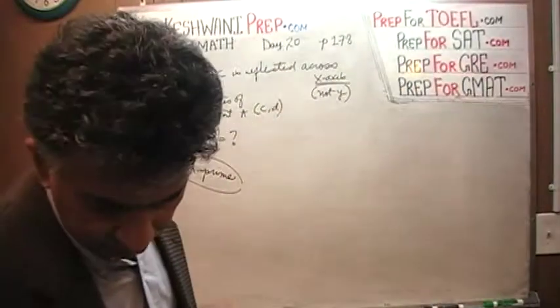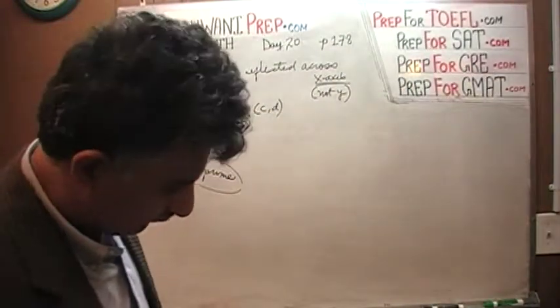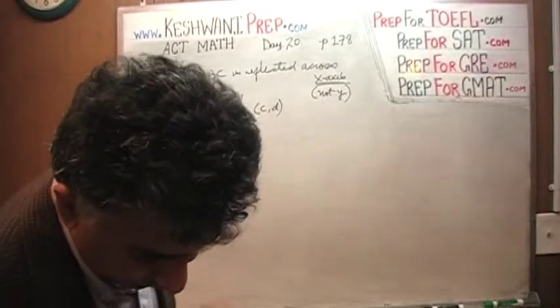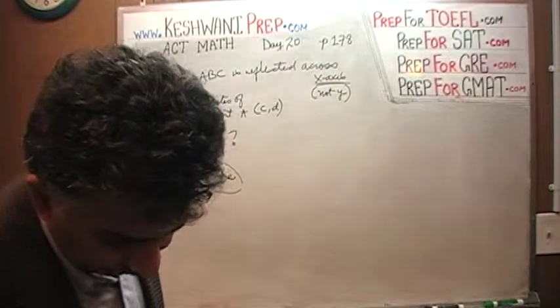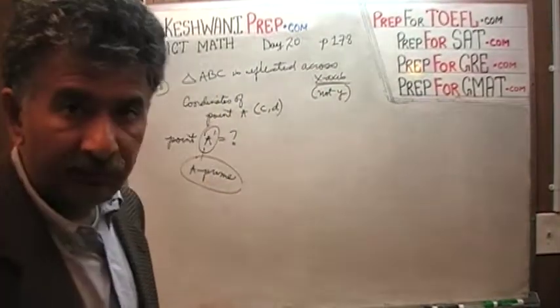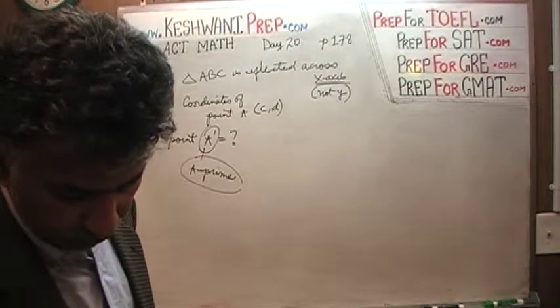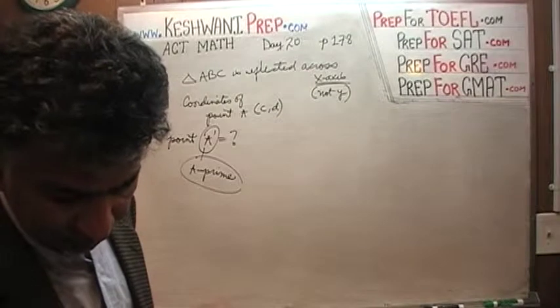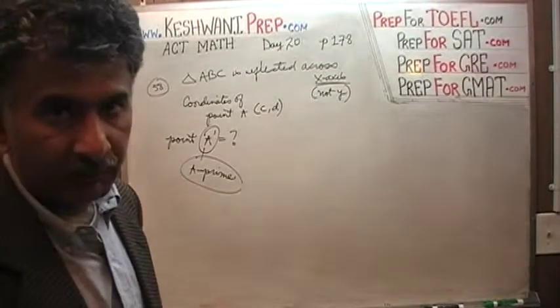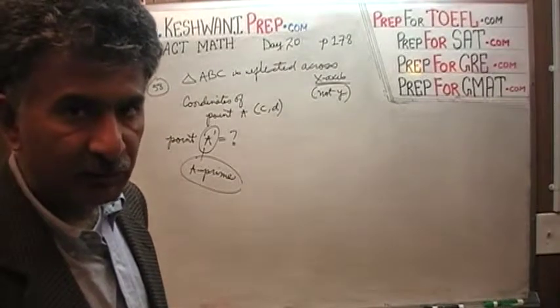let's draw the triangle ABC. It says triangle ABC is reflected across the x-axis to have the image of triangle A prime, B prime, and C prime in the standard xy coordinate plane. Thus, A reflects to A prime. A prime is the image of A.